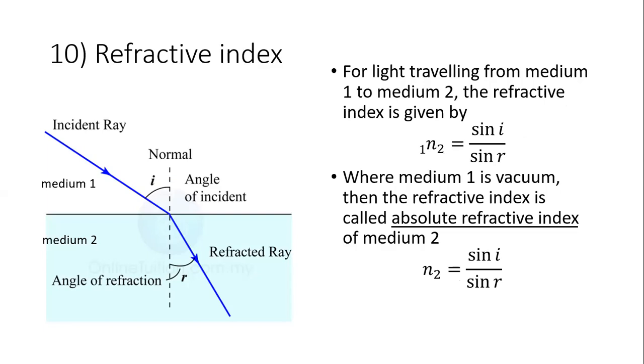Wait, so the medium one is a vacuum. So vacuum means there's no air. It can be air or vacuum because the refractive index of vacuum and air are quite close to each other. But usually the actual definition is vacuum. Okay, next slide, sir.